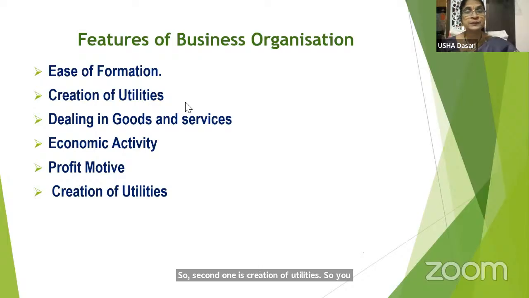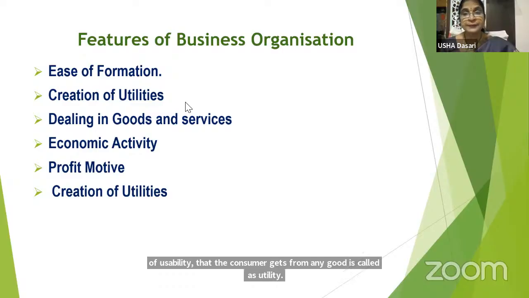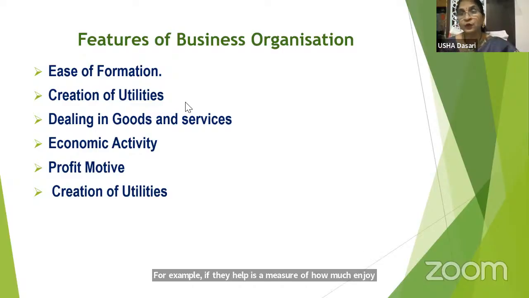The second one is creation of utilities. Utility means use. Whatever business you create should consist of some utilities. These utilities are the measure of satisfaction that every person receives from the use of goods. In simple words, the level of usability that the consumer gets from any good is called utility. For example, it is a measure of how much one enjoys a movie, favorite food, or other goods. Thus the important characteristic of every business is the creation of utilities.